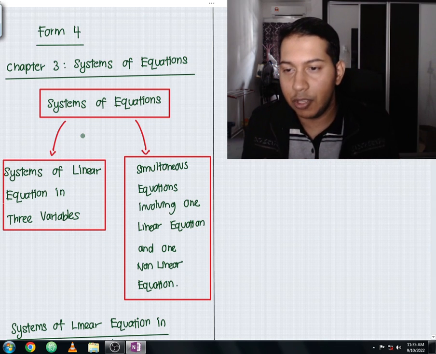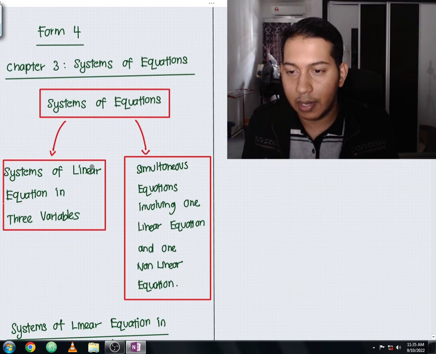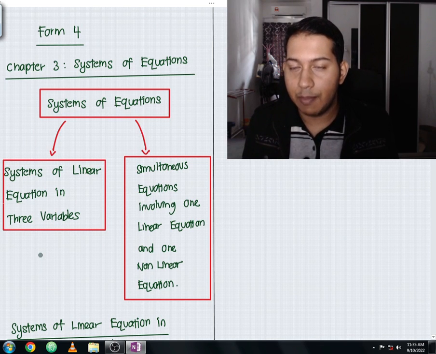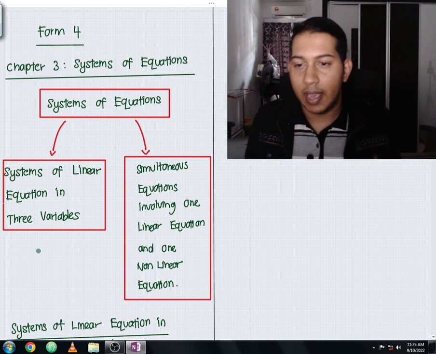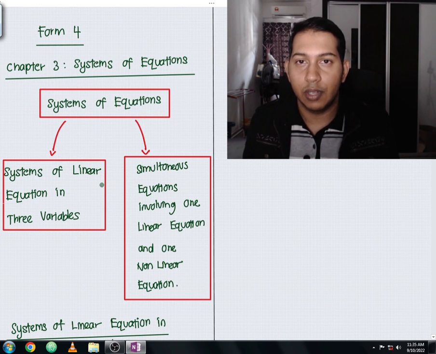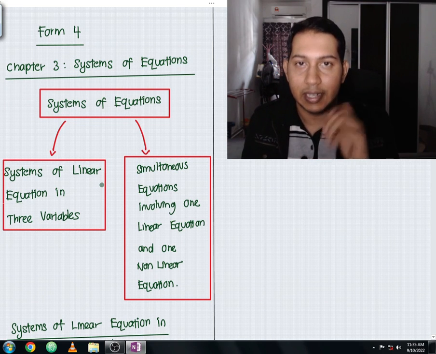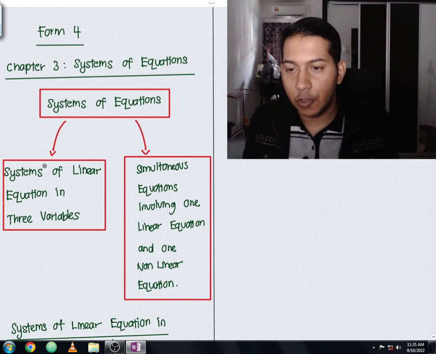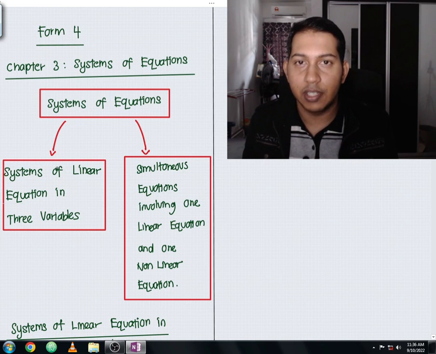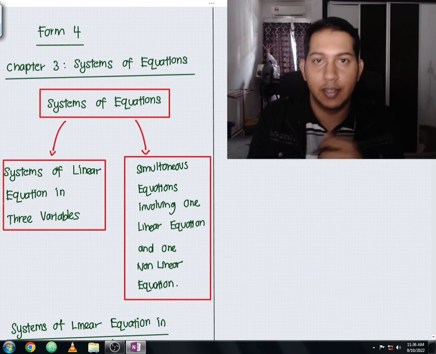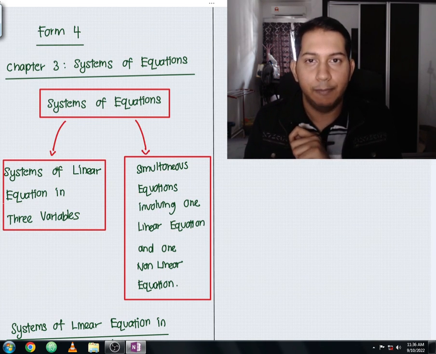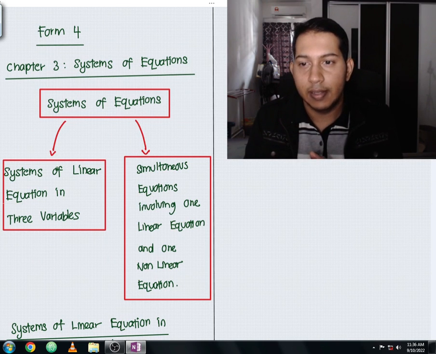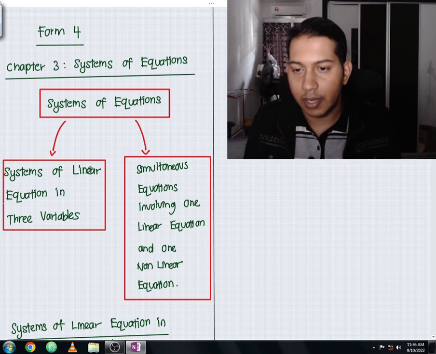In this chapter you're going to learn a total of 2 subtopics. The first is the systems of linear equations in 3 variables. Before this you were exposed to 2 variables, x and y, and in this subtopic you will be exposed to a third new variable, z. So you will be learning how to solve linear equations involving x, y and z variables. It's going to be slightly tricky, but I'm going to show you some of the methodology that you can use to solve them.